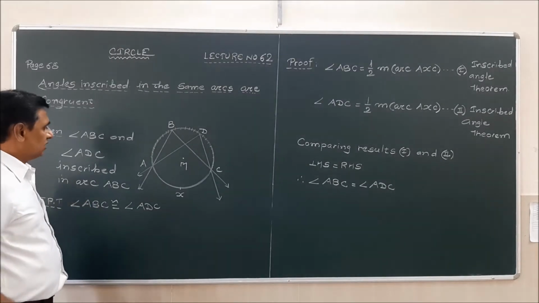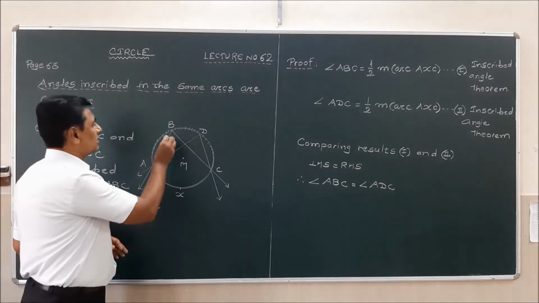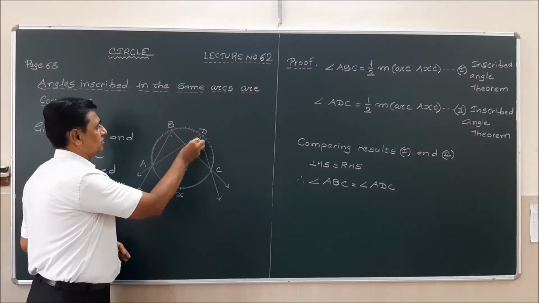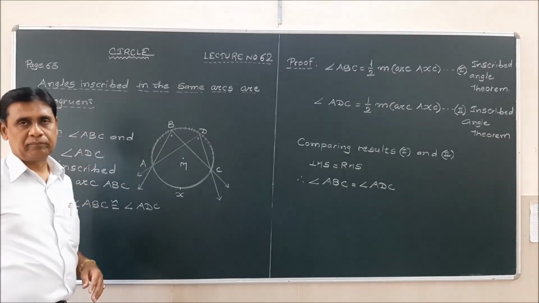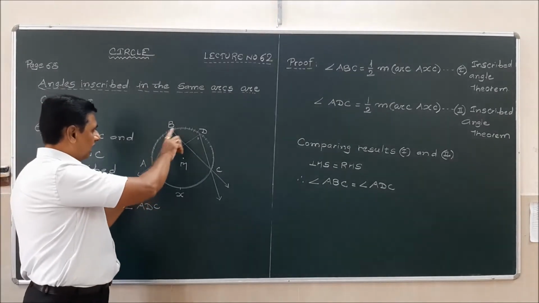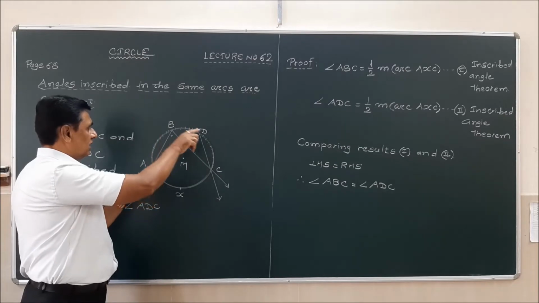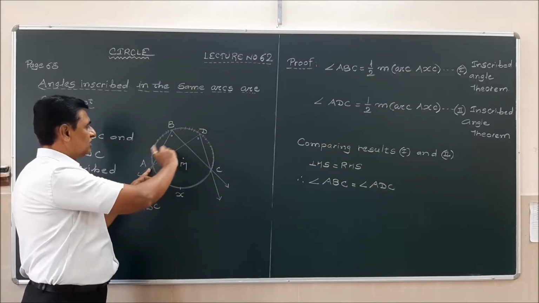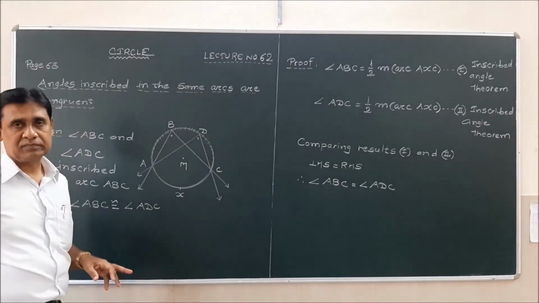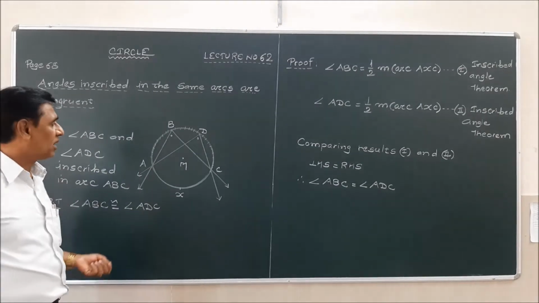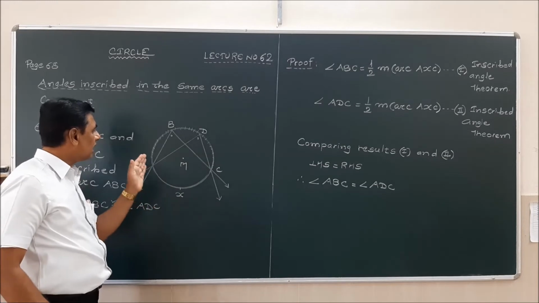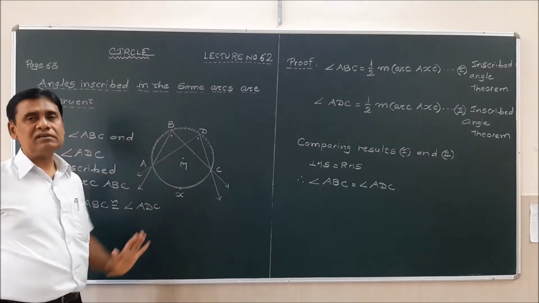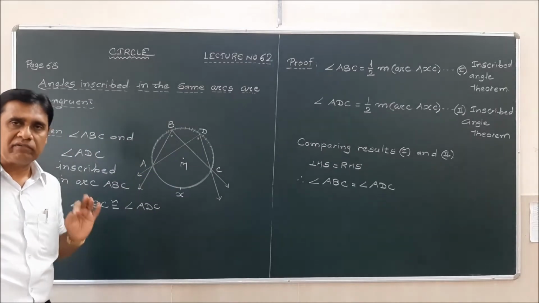Now next, we have to prove that these two angles, angle ABC and angle ADC, are congruent. Now this arc ABC is called the inscribed arc. And angle ABC and angle ADC are inscribed in the same arc. Okay, that is what is given.